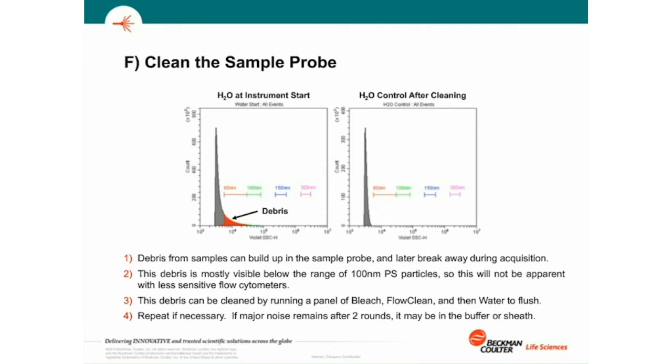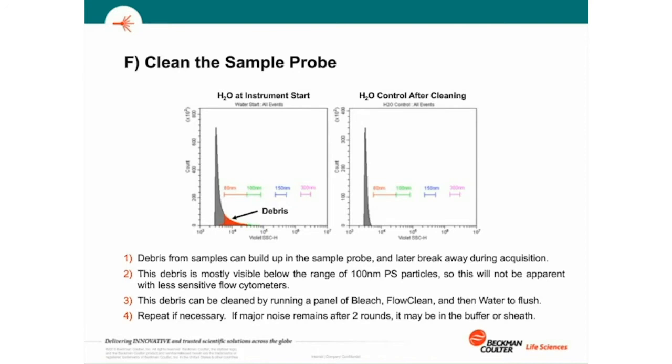This can be relatively easily done using a panel of bleach, FlowClean, and a cleanse solution, and then following that by water to flush out the detergent. Generally, this is sufficient within one round or so, but you may need to repeat a second time if necessary.